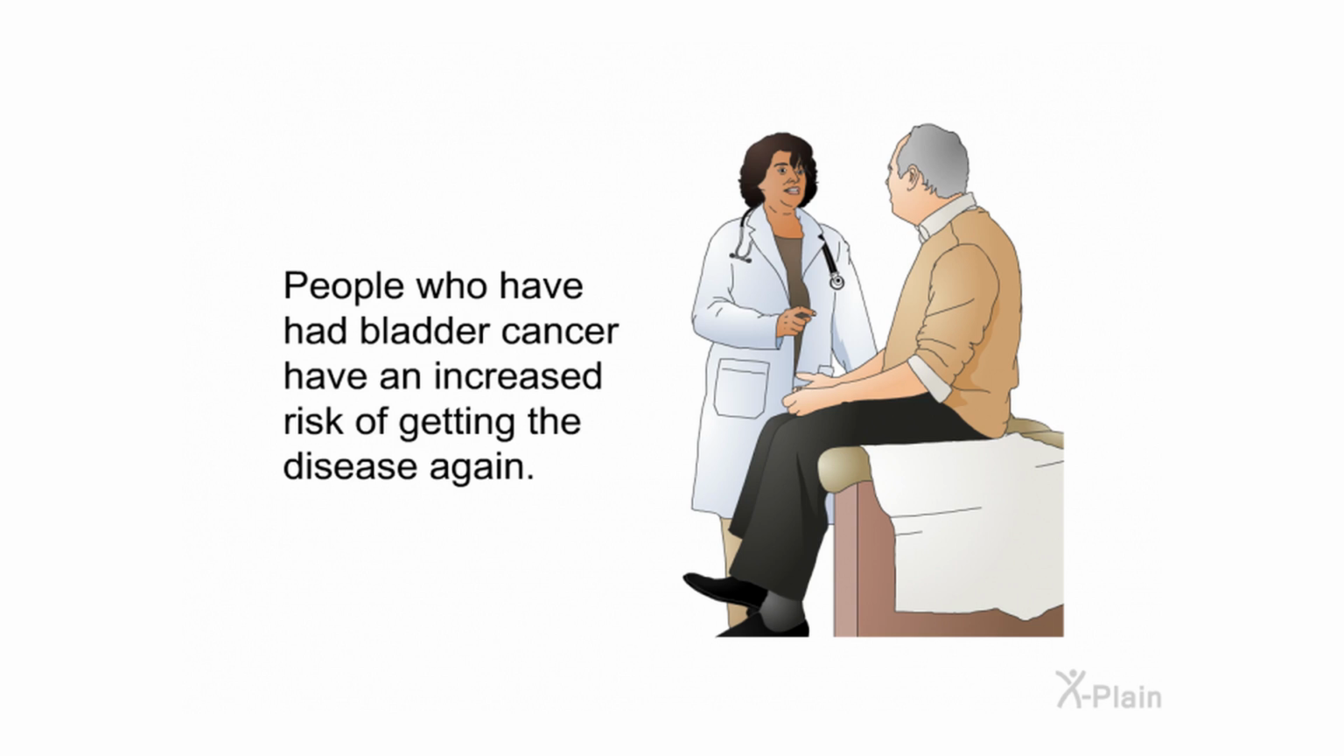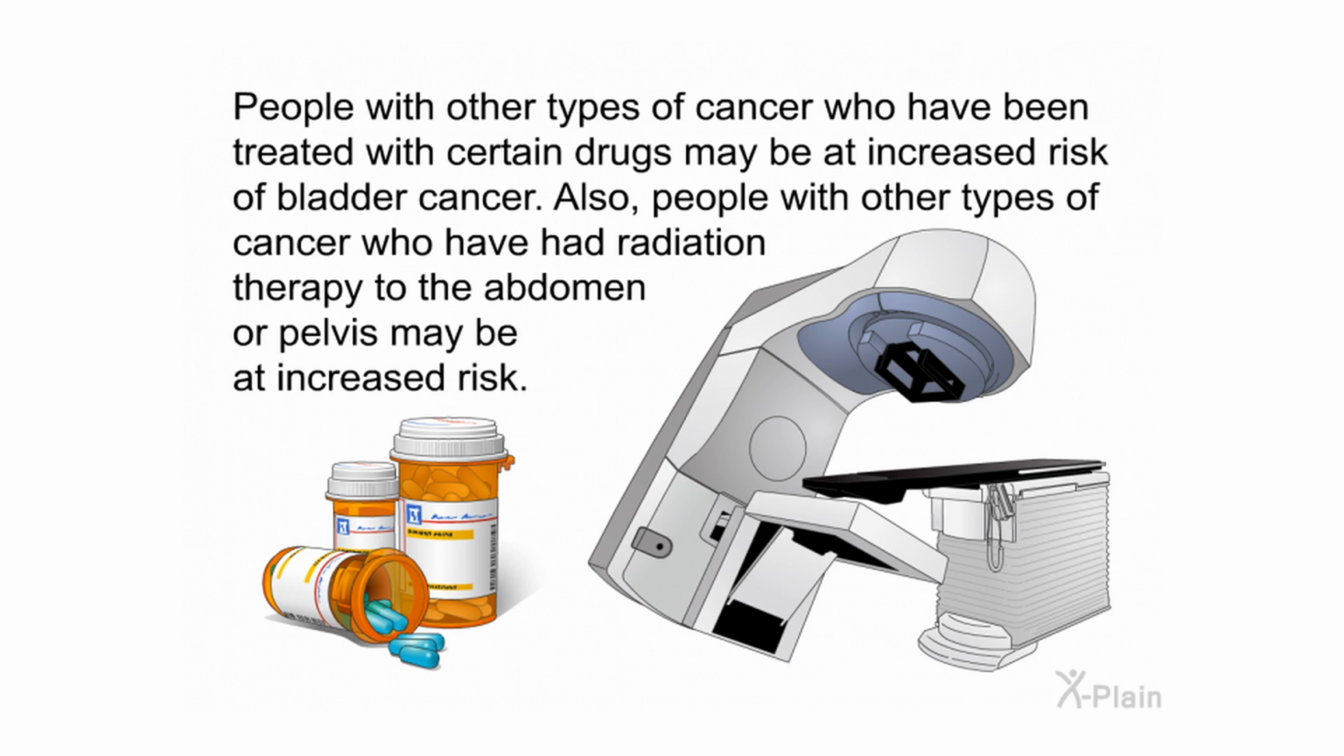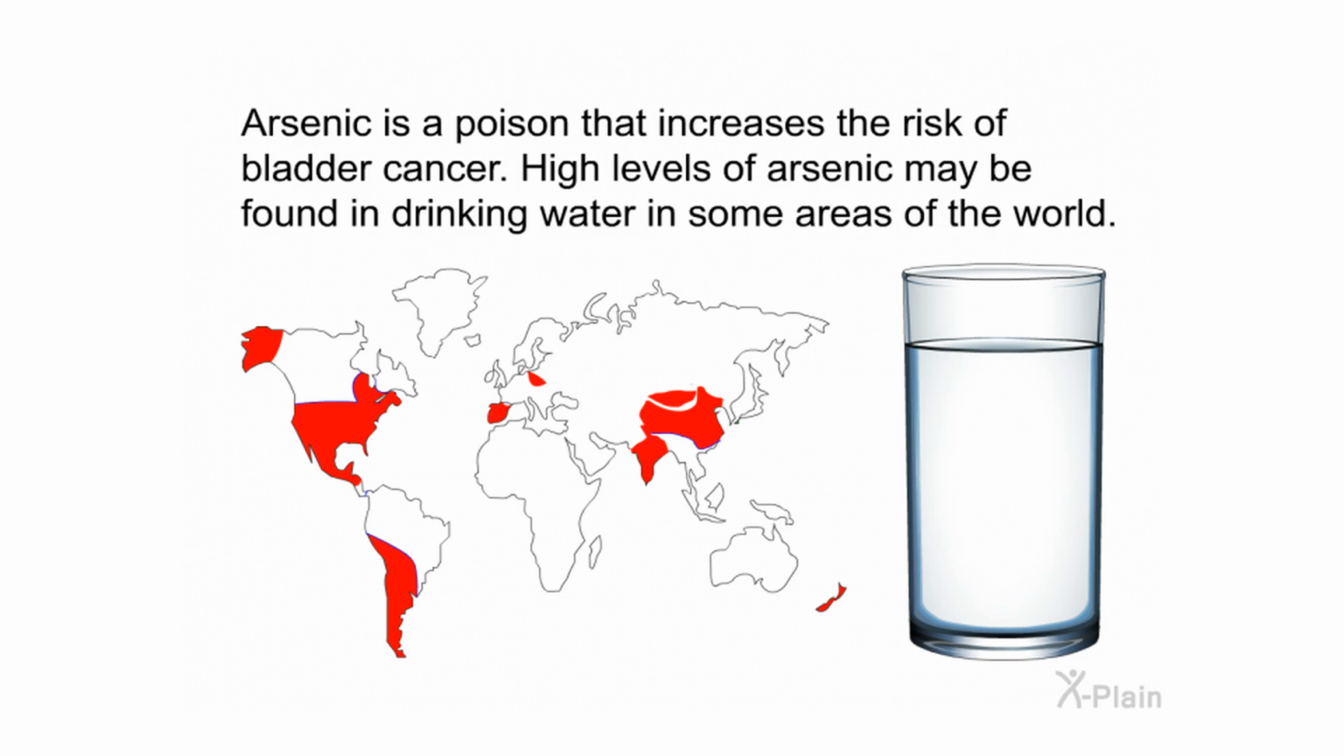People who have had bladder cancer have an increased risk of getting the disease again. People with other types of cancer who have been treated with certain drugs may be at increased risk of bladder cancer. Also, people with other types of cancer who have had radiation therapy to the abdomen or pelvis may be at increased risk. Arsenic is a poison that increases the risk of bladder cancer. High levels of arsenic may be found in drinking water in some areas of the world.